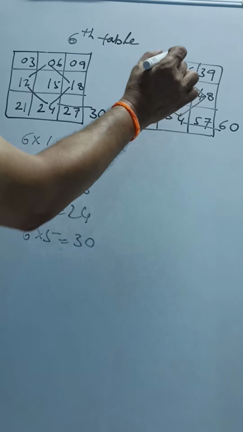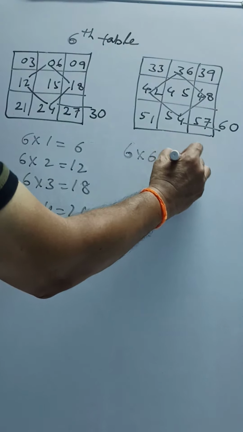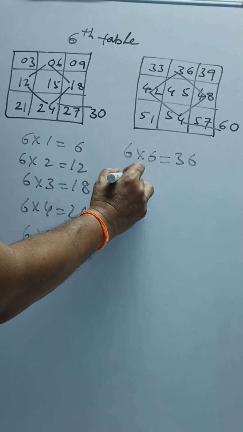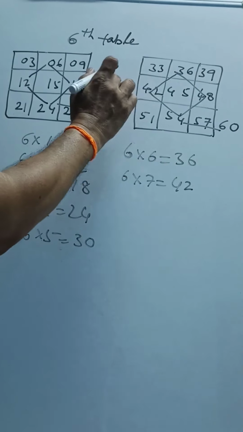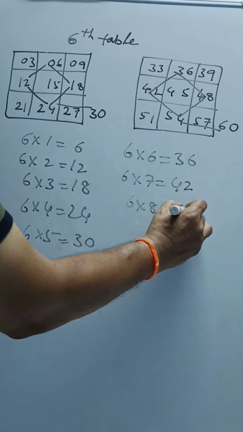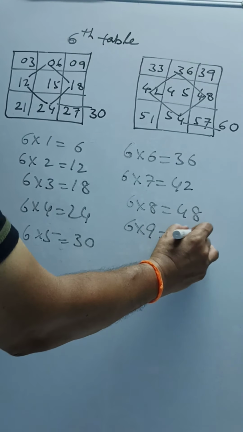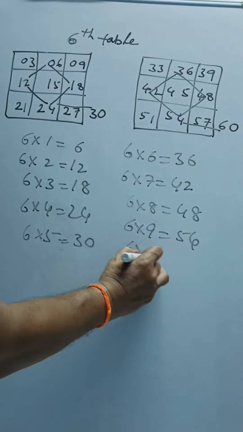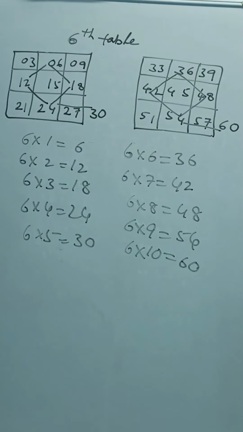Then coming to sixth table, 6 sixes are 36, 6 sevens are 42, 6 eights are 48, 6 nines are 54, and 6 tens are 60. Sixth table is over. Now we are going to learn seventh table.